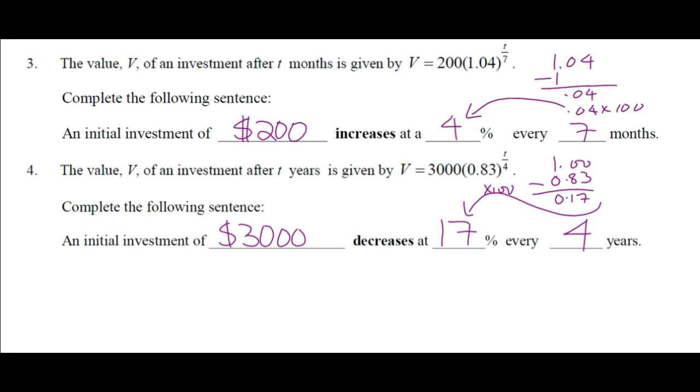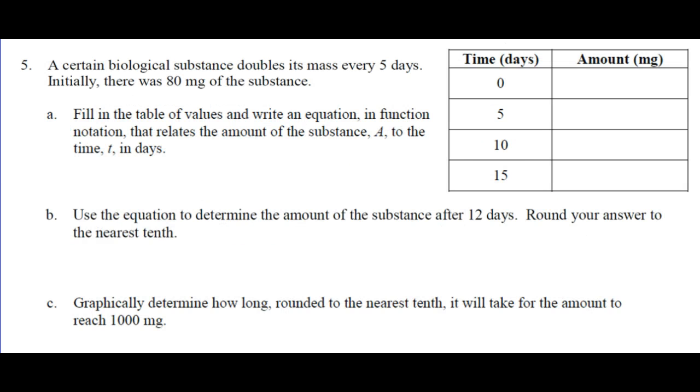Okay. Growth, subtract 1, multiply by 100 to get the growth rate as a percent. Decay, subtract this from 1, multiply by 100 to get the rate of decrease. Okay, it's not decreasing at a rate of 83%. Although I have had some that do that.